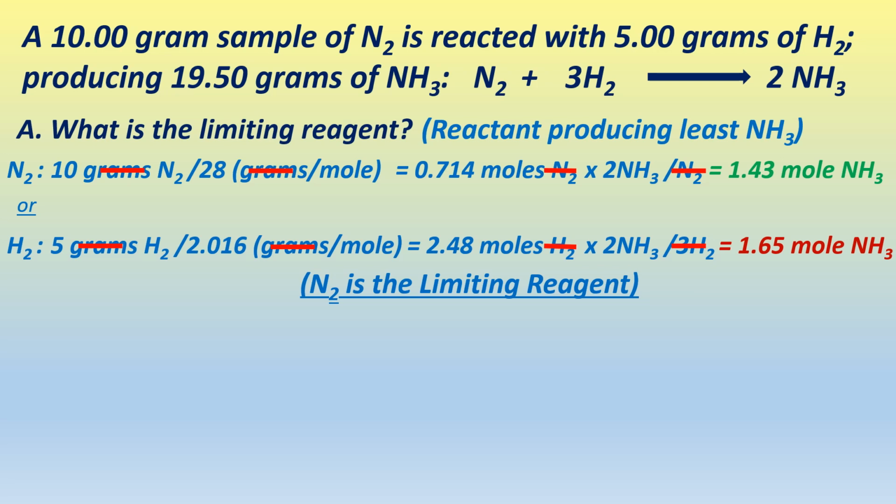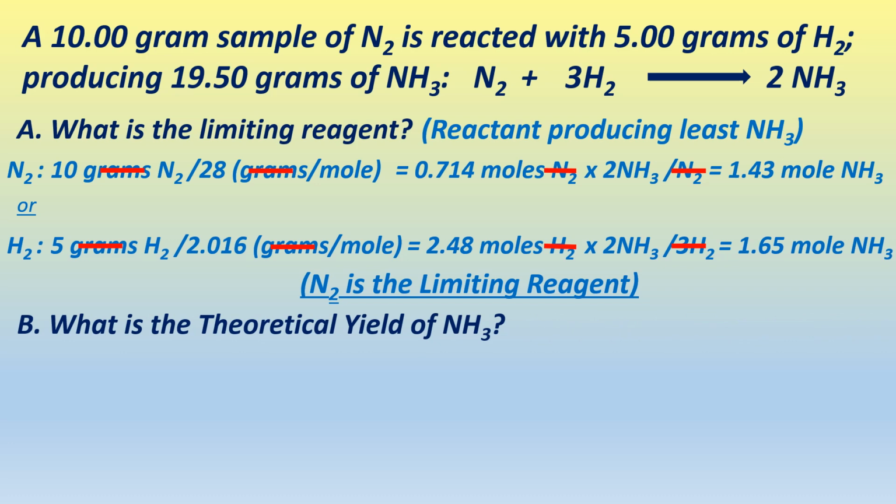Once one calculates the limiting reagent, it is fairly simple to determine what the theoretical yield is. Nitrogen is the limiting reagent because it makes the least amount of ammonia. That amount of ammonia, the maximum I could make if I used all of the limiting reagent, is 1.43 moles.